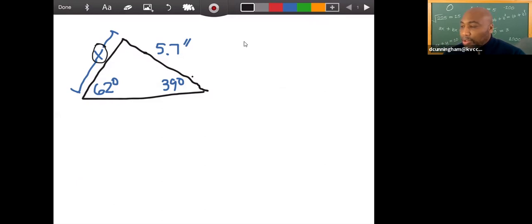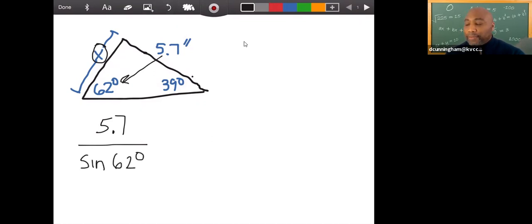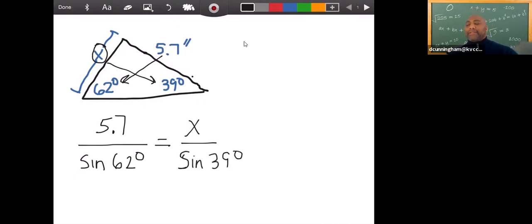So in this case, what I'm going to do is write the side 5.7 divided by which one do you think I'm going to use? I'm going to use the opposite, which would be sine of 62 degrees. That will equal, put the side on the top, our X, our unknown, and here's our opposite angle for that one, which would be the sine of 39 degrees.